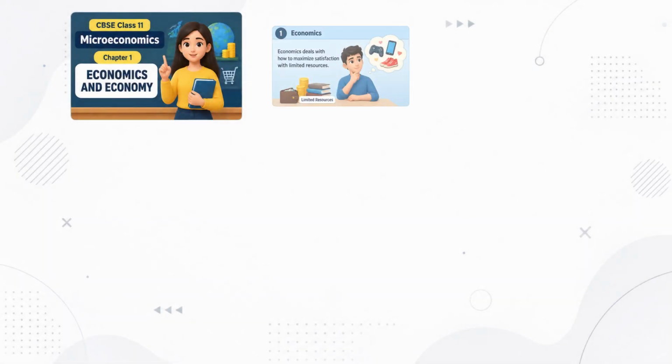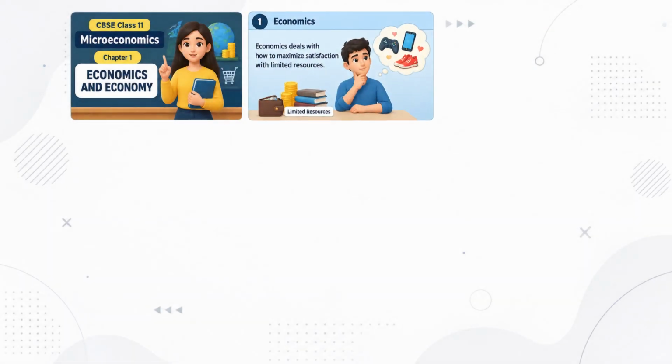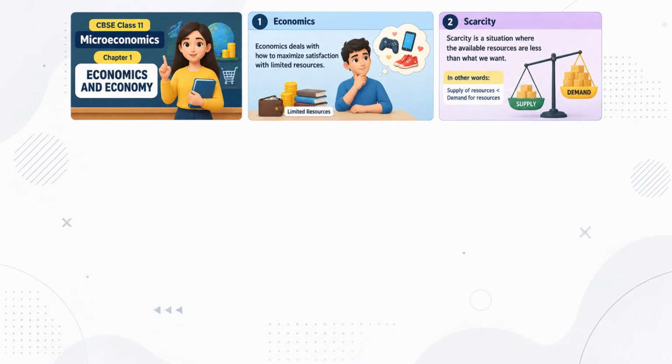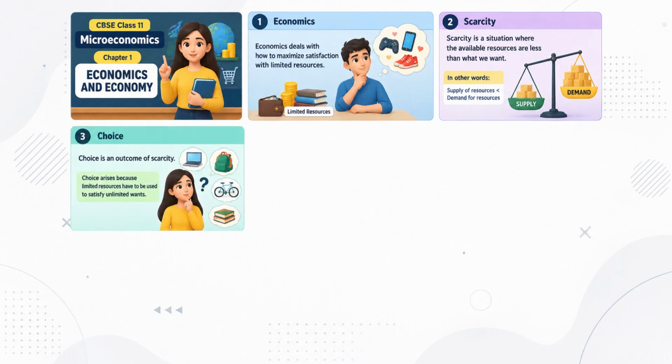Economics deals with how to maximize satisfaction with limited resources. Scarcity is a situation where the available resources are less than what we want. In other words, scarcity occurs when the supply of resources is less than the demand for them. Choice is an outcome of scarcity. Choice arises because limited resources have to be used to satisfy unlimited wants.